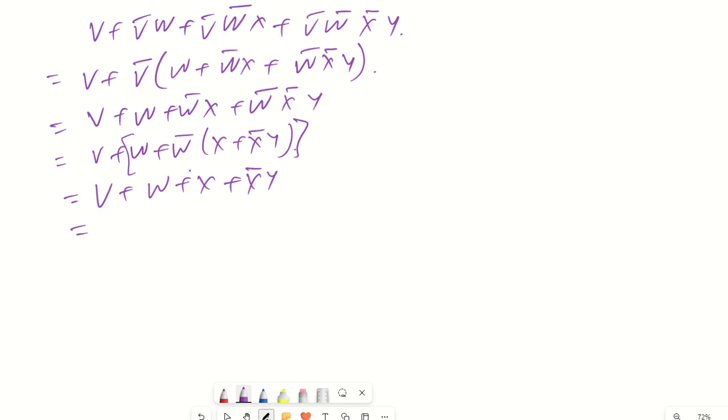Now I can take X, the last term, so it will be X + X̄Y, that is nothing but (X + X̄)(X + Y). So X + X̄ will be 1, so this is how we will be left with V + W + X + Y. So even if you do not know any method, it is very easy to solve.